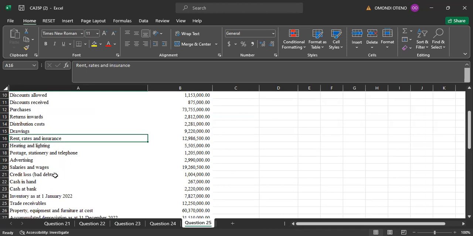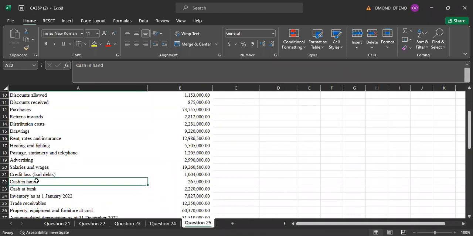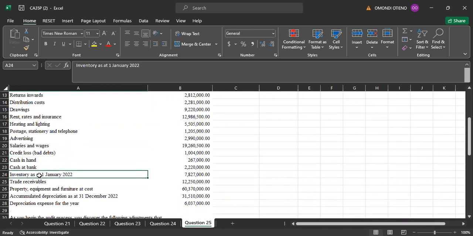How do we treat bad debts? Do we have any provision? Cash in hand, cash at bank, those are assets, and they are specifically current assets. Inventory at the beginning of the year. We have trade receivables, that's an asset, that's a current asset.